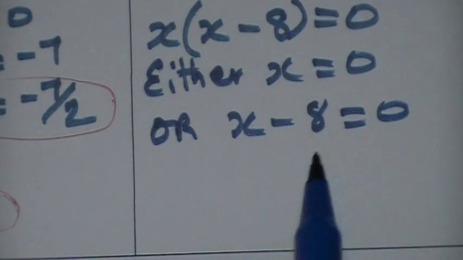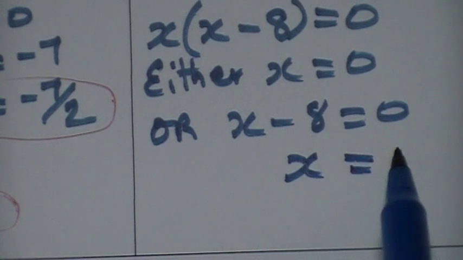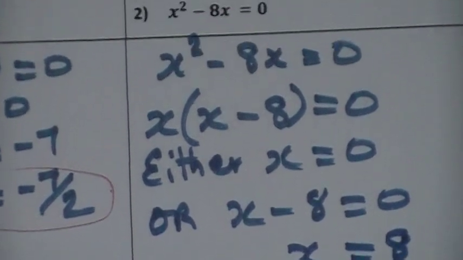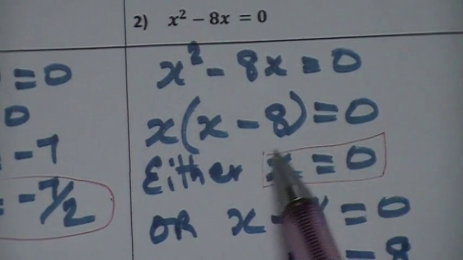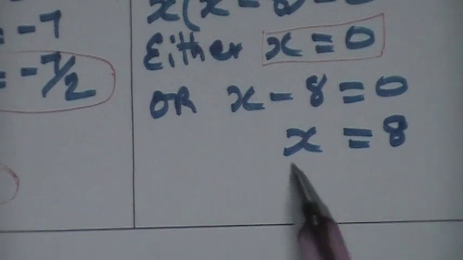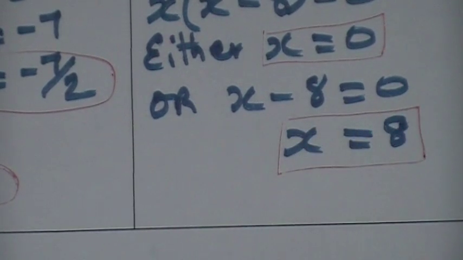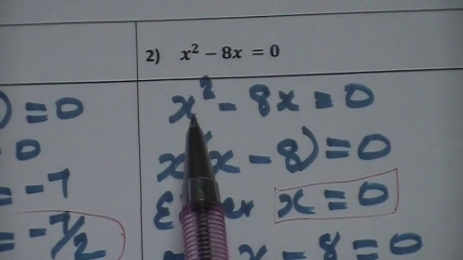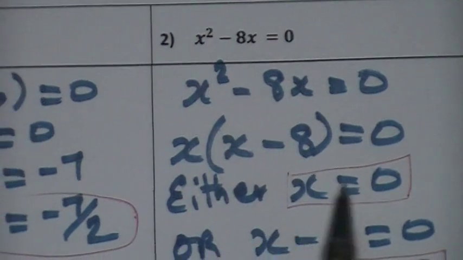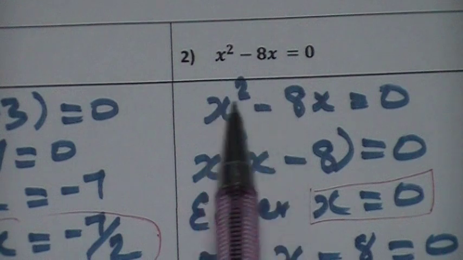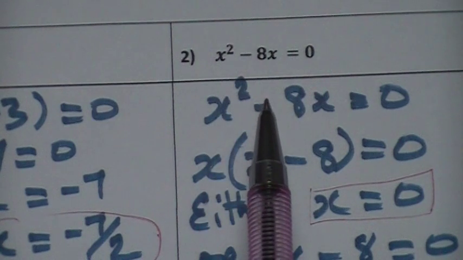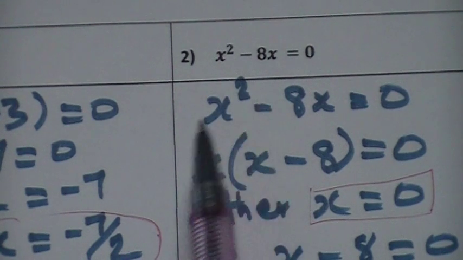For this one, we need to finish it off to find the value of x, add 8 to both sides. We have x equal 8. So those two solutions we have there are x equal to 0 or x equal to 8. And if you should plug the value in, plug 0 in this, we'll end up with 0. If you plug the value of 8 in this, we'll also end up with 0.